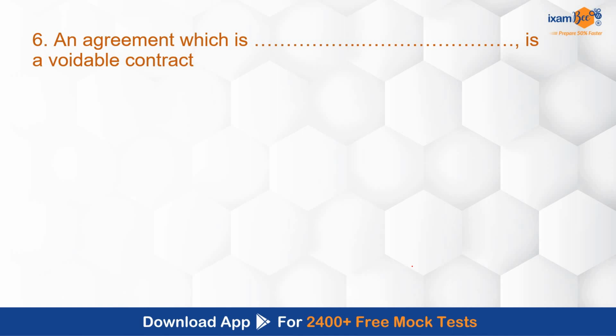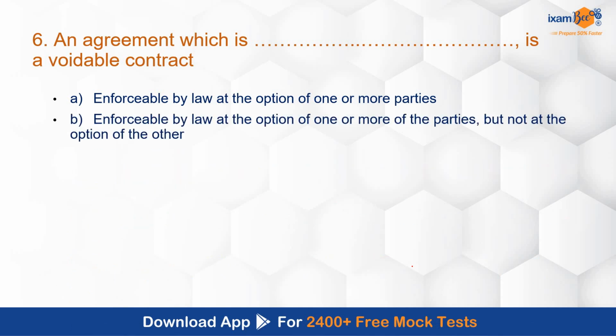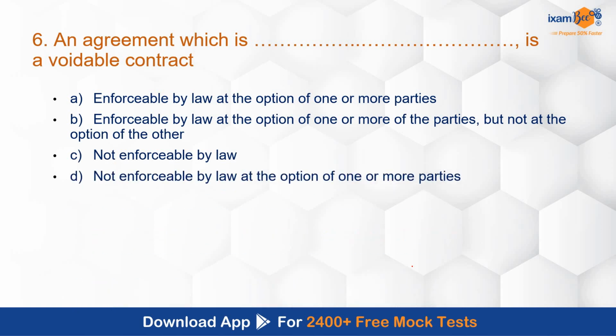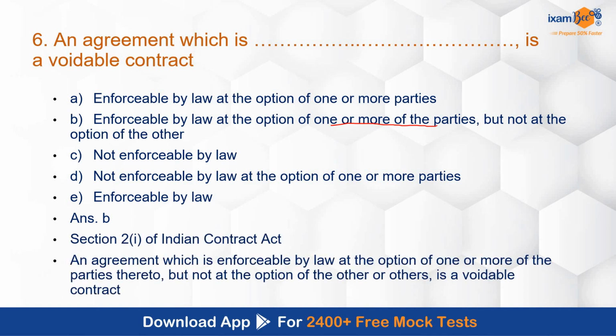Question number 6. An agreement which is dash is a voidable contract. Enforceable by law at the option of one or more parties, enforceable by law at the option of one or more parties but not at the option of other, not enforceable by law, not enforceable by law at the option of one or more parties, enforceable by law. Correct answer here is B, enforceable by law at the option of one or more parties but not at the option of other. This is given under section number 2I of the Indian Contract Act. The question is talking about voidable contract, which is defined under section number 2I.